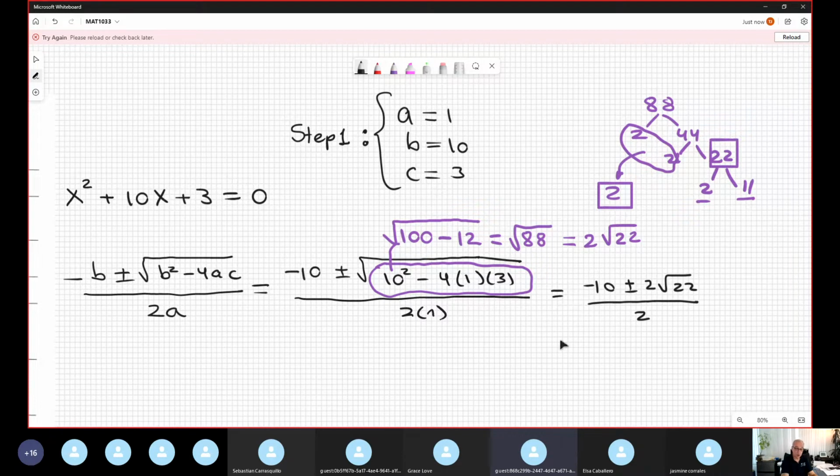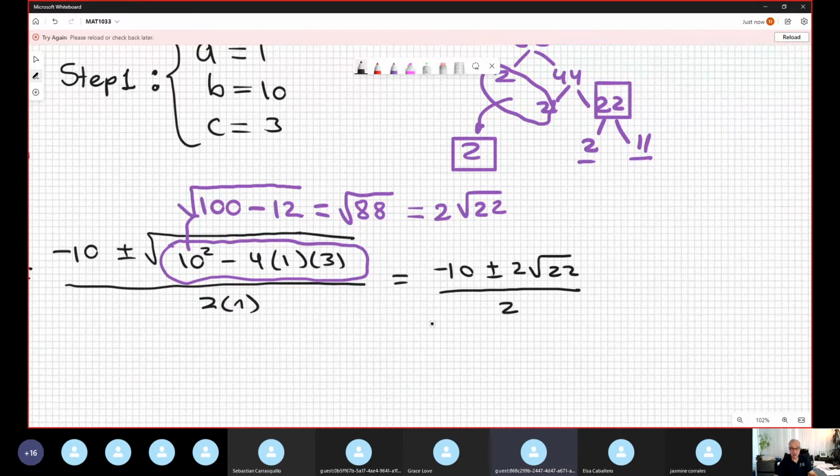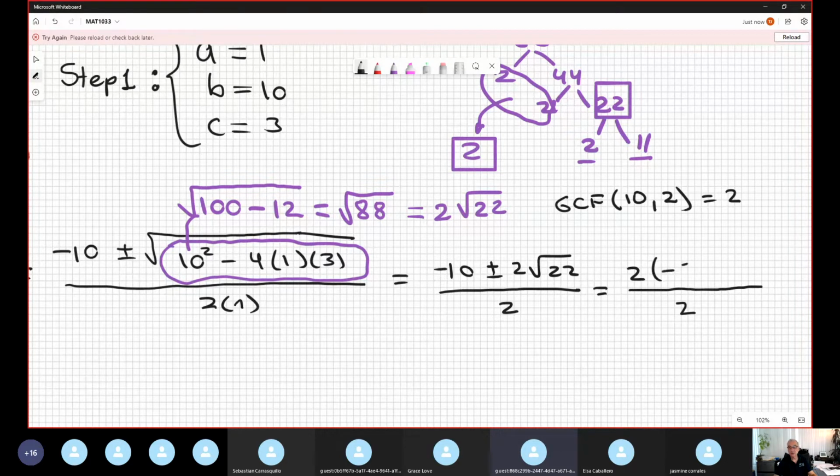No. Because you see now that 10, the coefficient, 2 and 2 are even, so you can divide by 2. But how? For example, you take the top part. Forget about the 2 in the bottom. And you seek the greatest common factor between 10 and 2. I don't care too much about this side. 2. And you factor out 2, and we have minus 5 plus or minus radical 22.